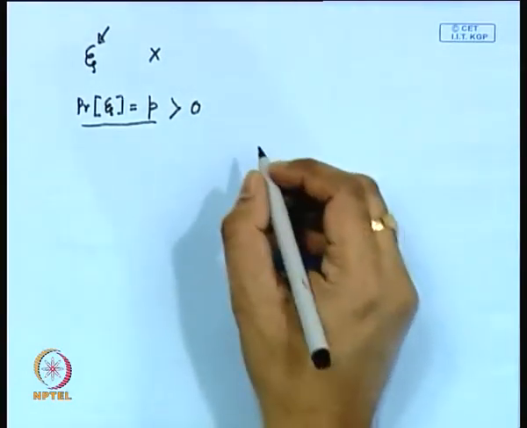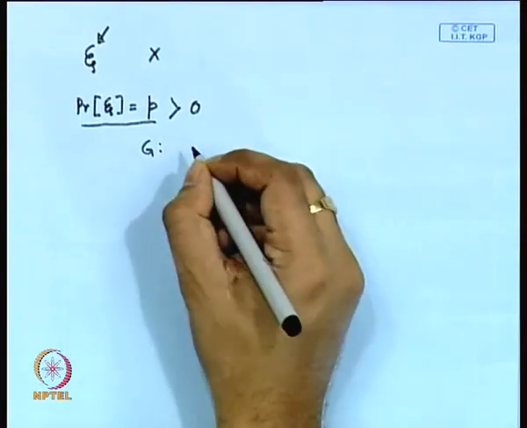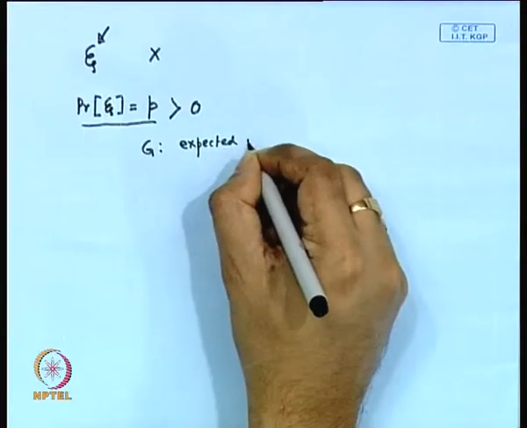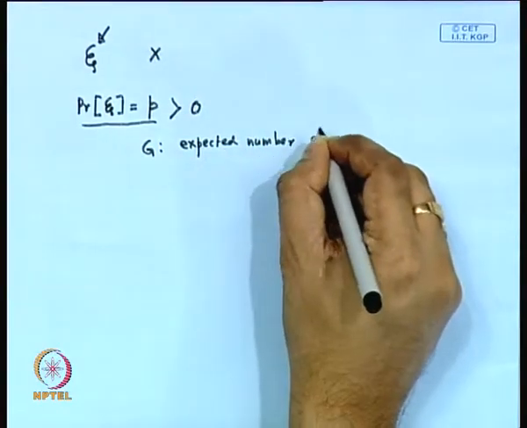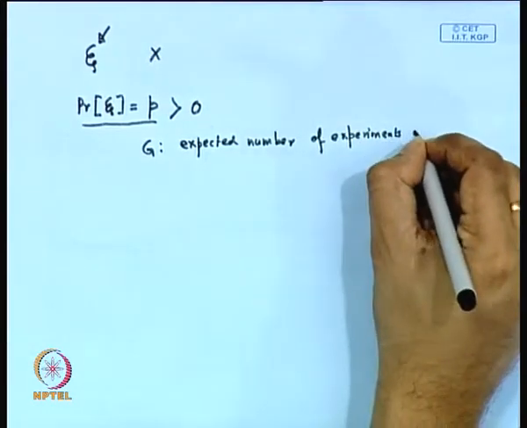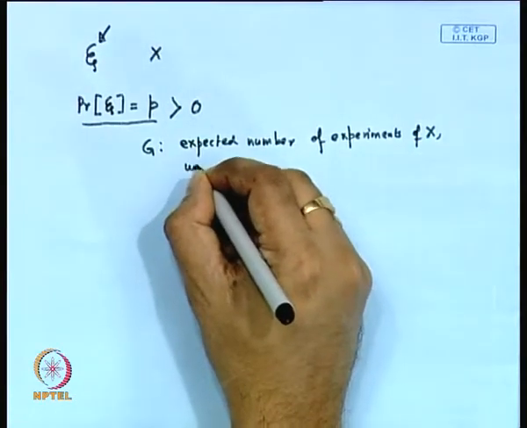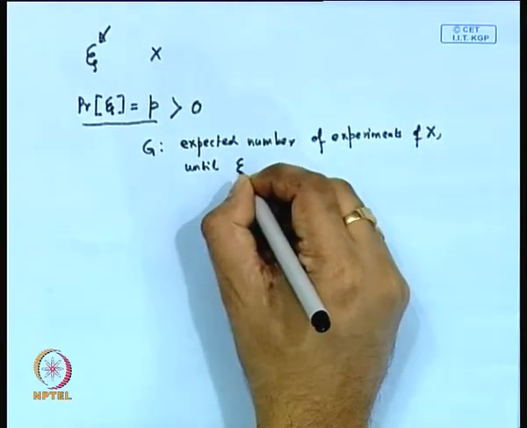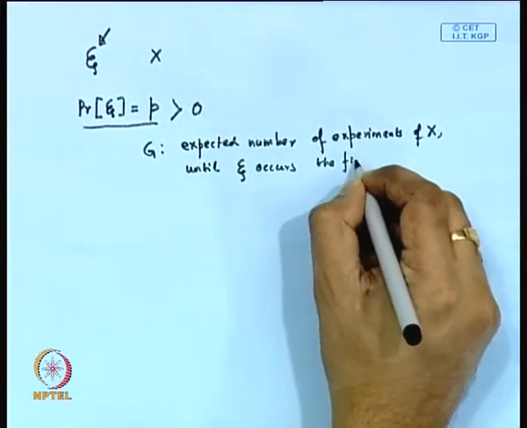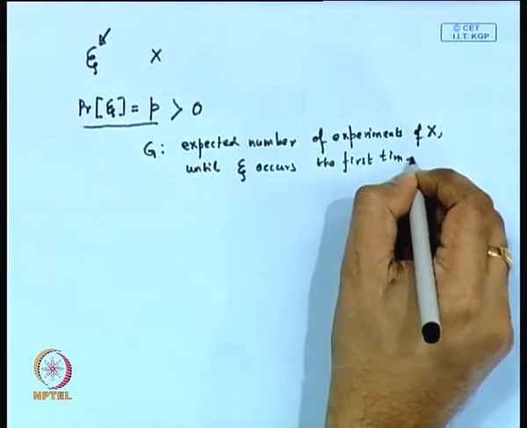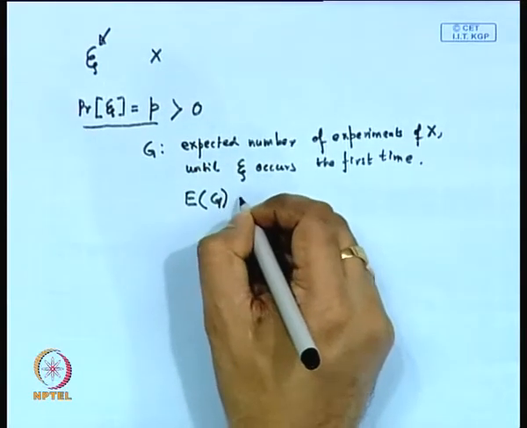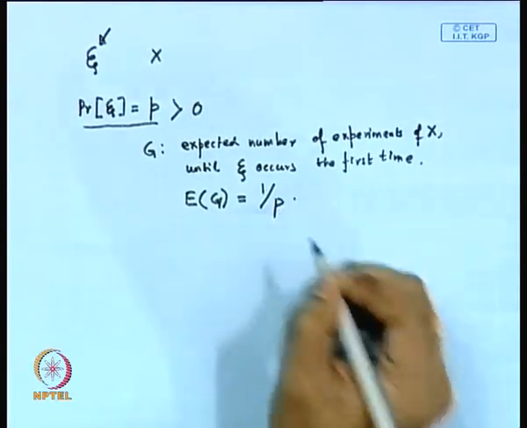Let G be the random variable. It says that this is the expected number of experiments of X until epsilon occurs the first time. We will develop a proof that this expectation E[G] is actually given by the reciprocal of p.